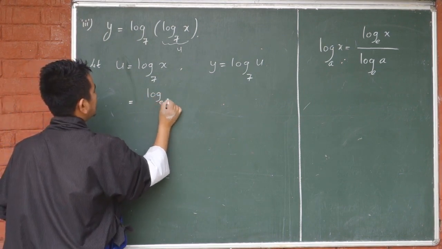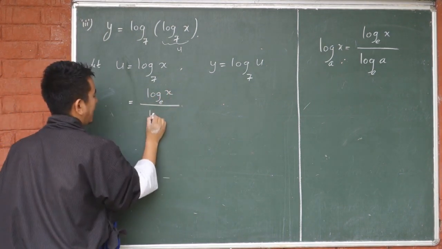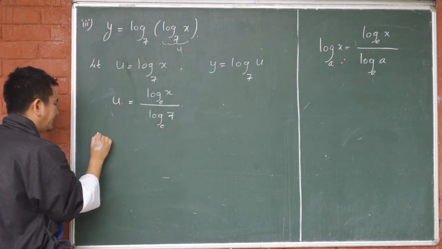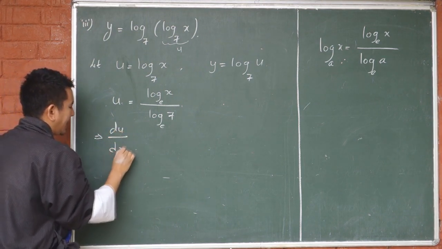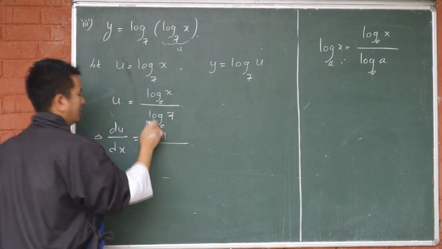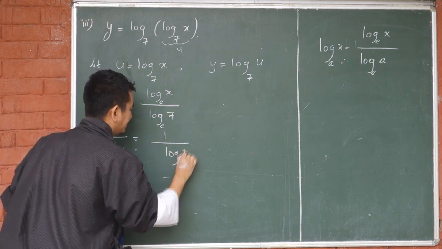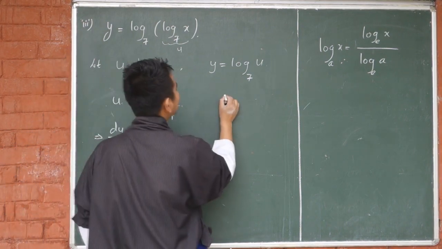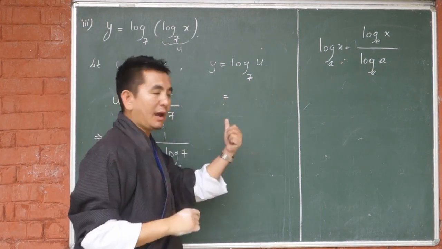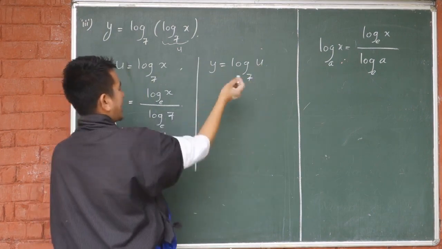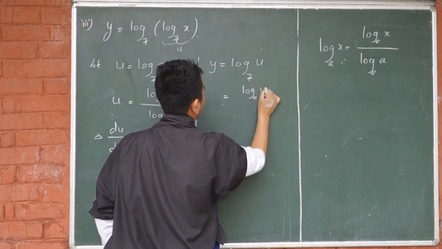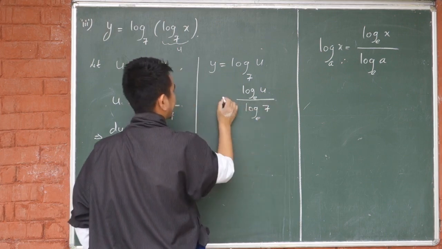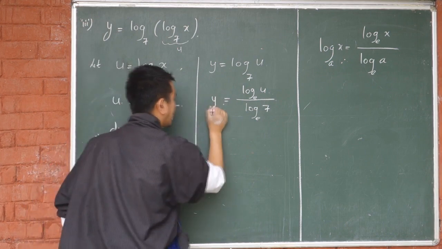This will be log to the base e of x divided by log to the base e of 7. This is nothing but u. Now we can differentiate. du by dx is equal to 1 by log of 7, which is a constant. Keep this one as it is. What's the differentiation of log x? 1 by x. Right. Similarly, this side, base is 7. Apply change of base. I can write this one as log to the base e of u divided by log to the base e of 7. This is nothing but y.